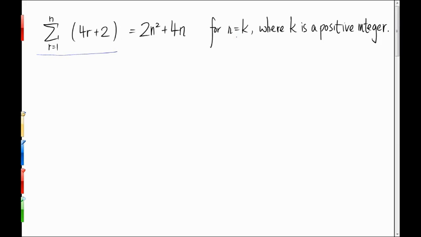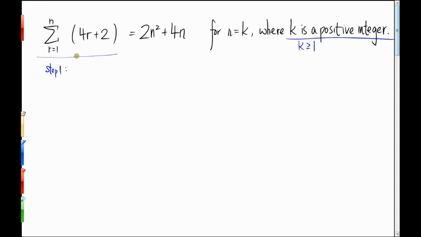Now, obviously, you've got the same step one. If you remember the step one from before, your step one is always prove true. So k is a positive integer, that's k is greater than or equal to 1. So step one, once again, is prove true for n equals 1.